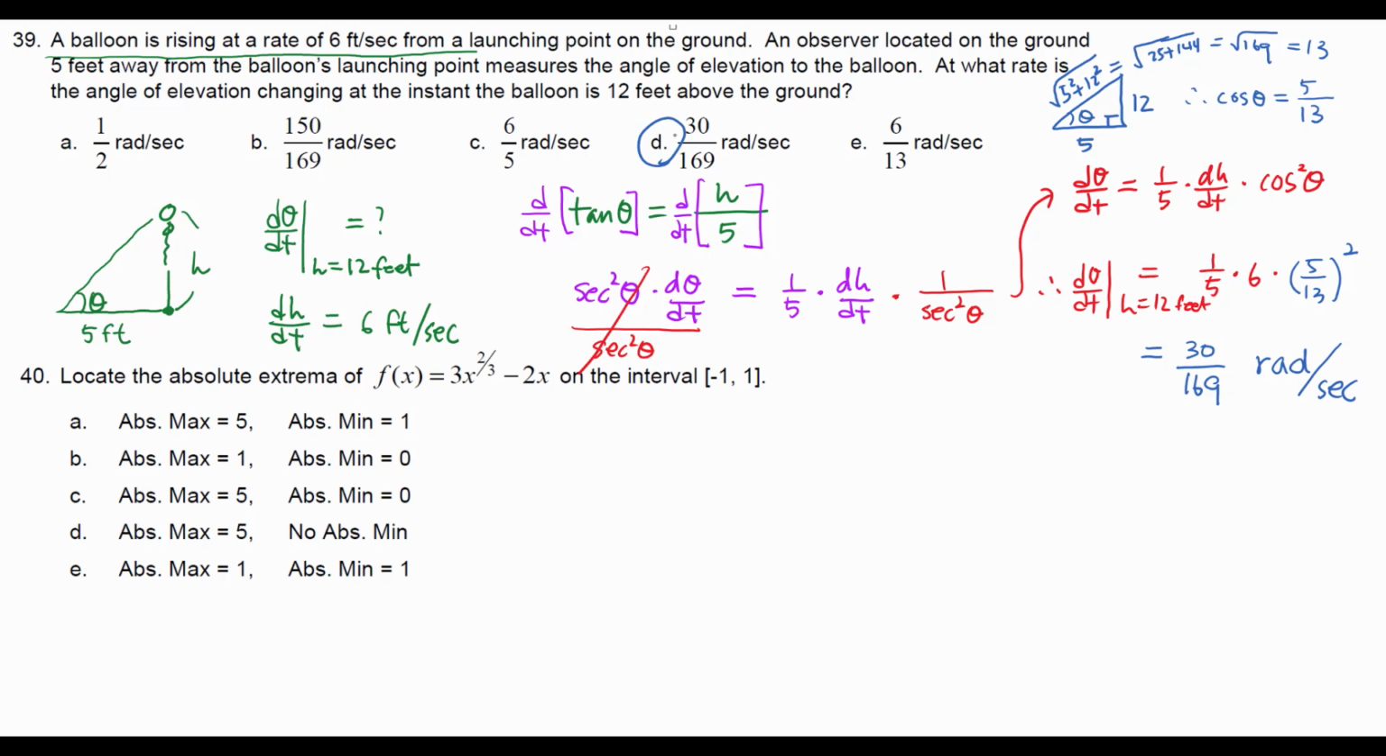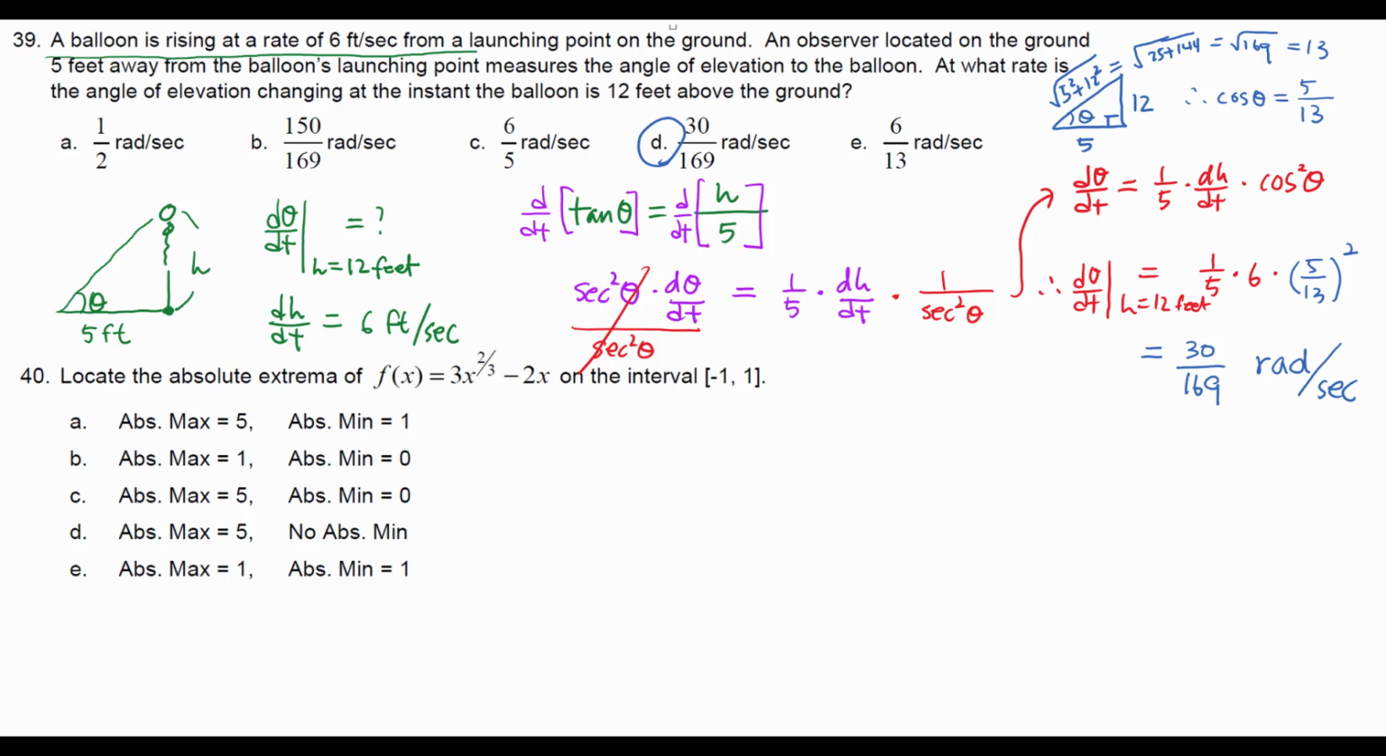Number 40. Locate the absolute extrema of f(x) equals 3x to the 2/3 power minus 2x on the closed interval -1 to 1. So do you recall how to locate the absolute extrema? We learned that if f is continuous on the closed interval a to b, then by the extreme value theorem, both the maximum and minimum exist.